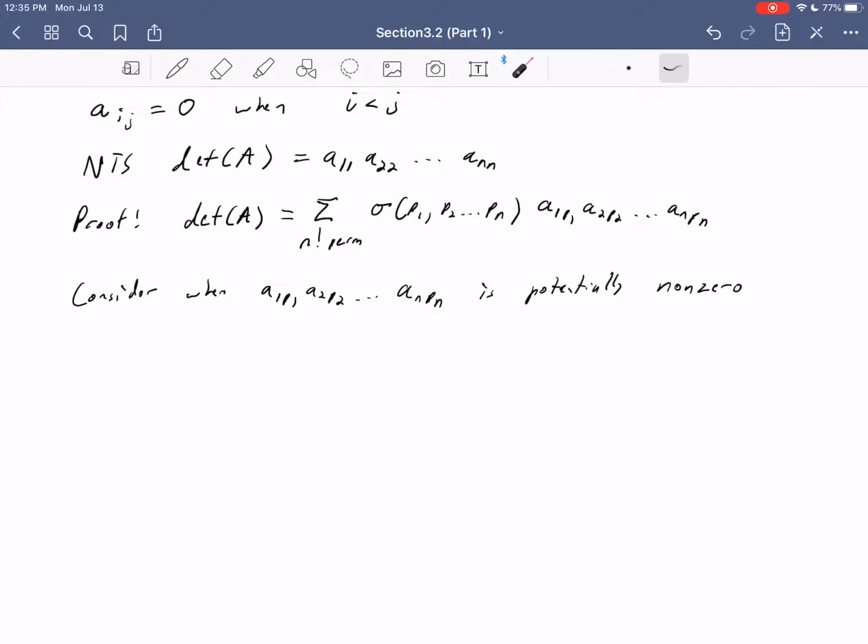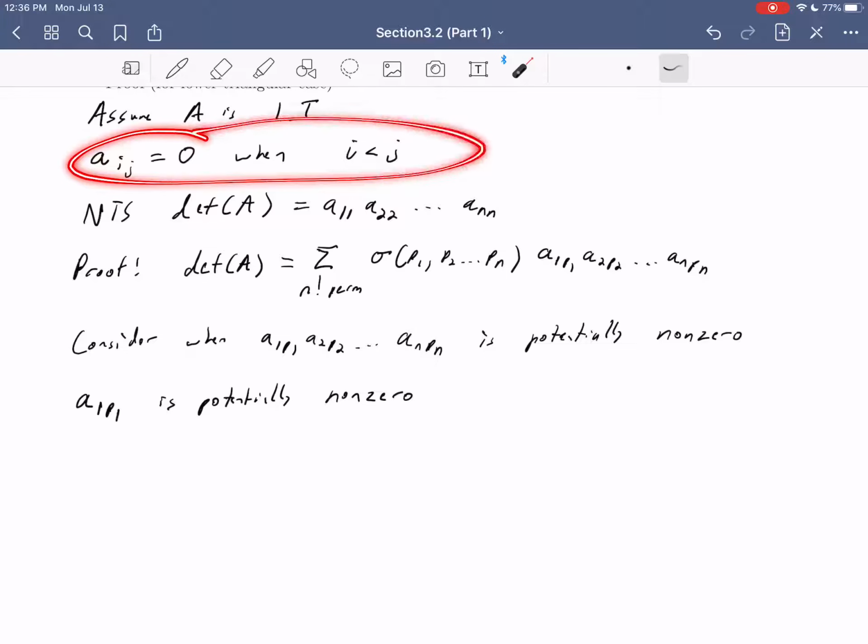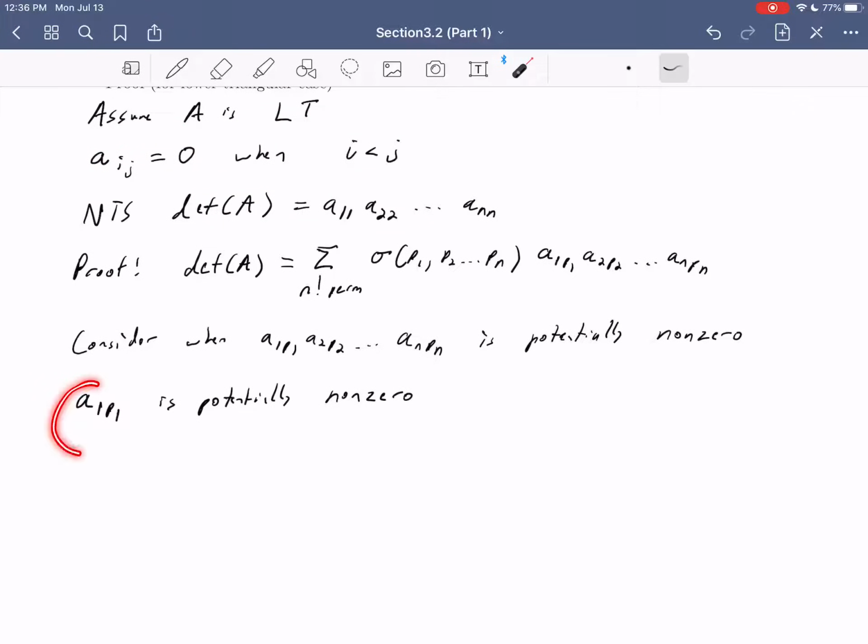To be potentially non-zero, each of these needs to be potentially non-zero. So A1, P1 is potentially non-zero. Well, let's use our definition of the lower triangular form. For this to be potentially non-zero, we know that whenever the column position is larger than the row position, then it's automatically going to be 0.